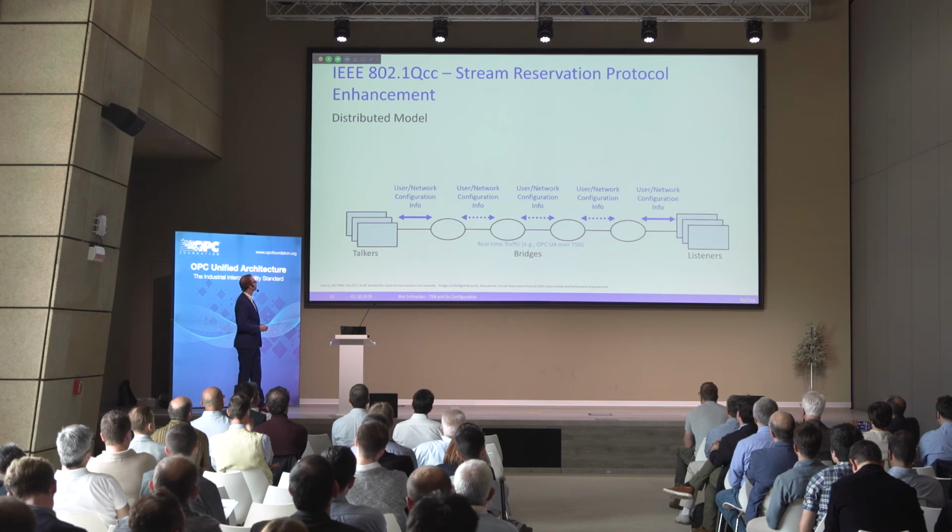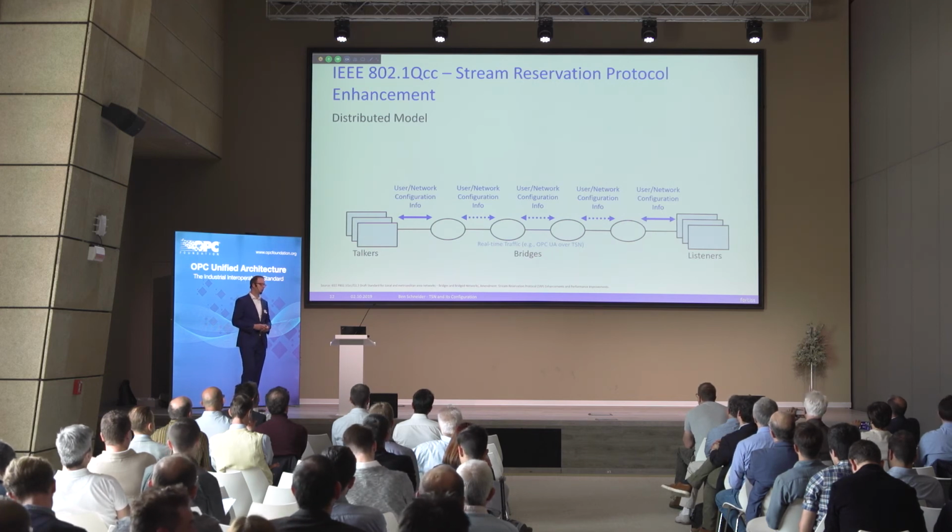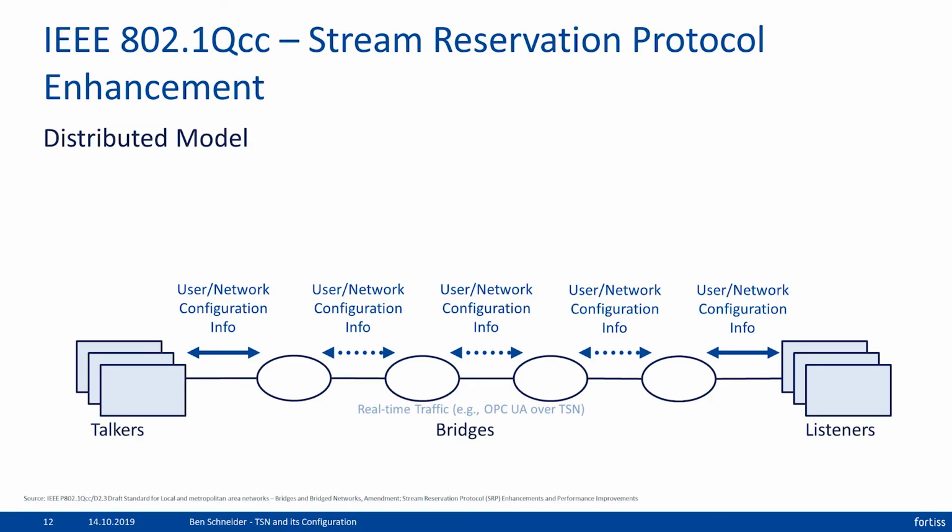So, going to the next configuration model, this is the distributed model. The idea of the distributed model, as you can clearly see, is that we have no centralized entities. Rather, we have only the bridges, the talkers and the listeners, and the configuration information is not gathered somewhere central. Rather, it is directly transmitted on the active paths of the network.